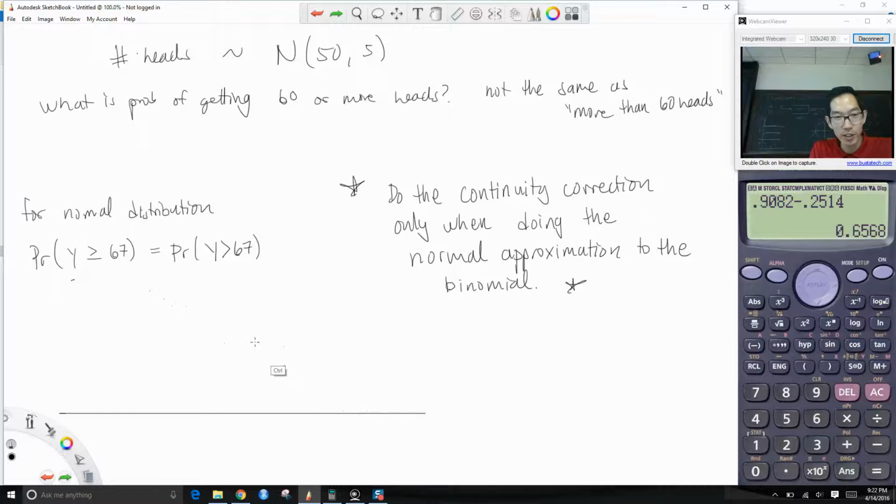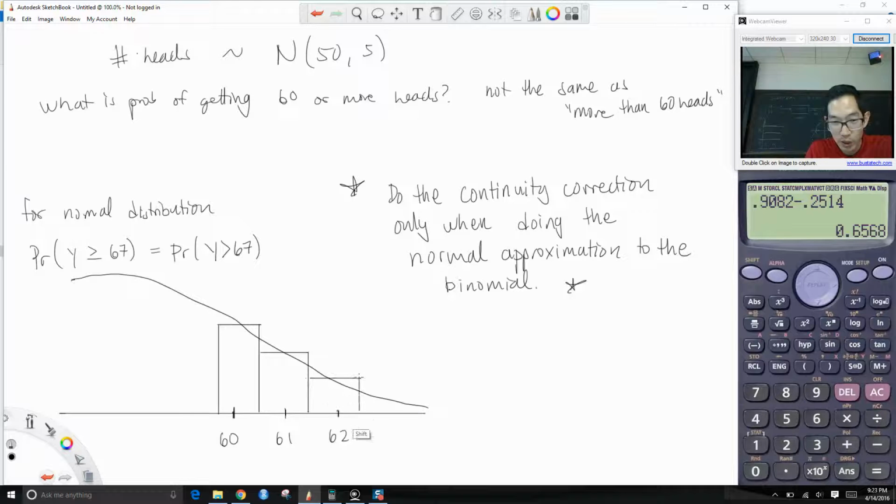So imagine I'm just zooming in on part of a normal distribution here, okay? Imagine I've got, because it's binomial, it's not continuous like the normal distribution, a bar centered at 60, a bar centered at 61, a bar centered at 62, and so forth. And then I'm going to go this way to 59, and then 58, and so on.